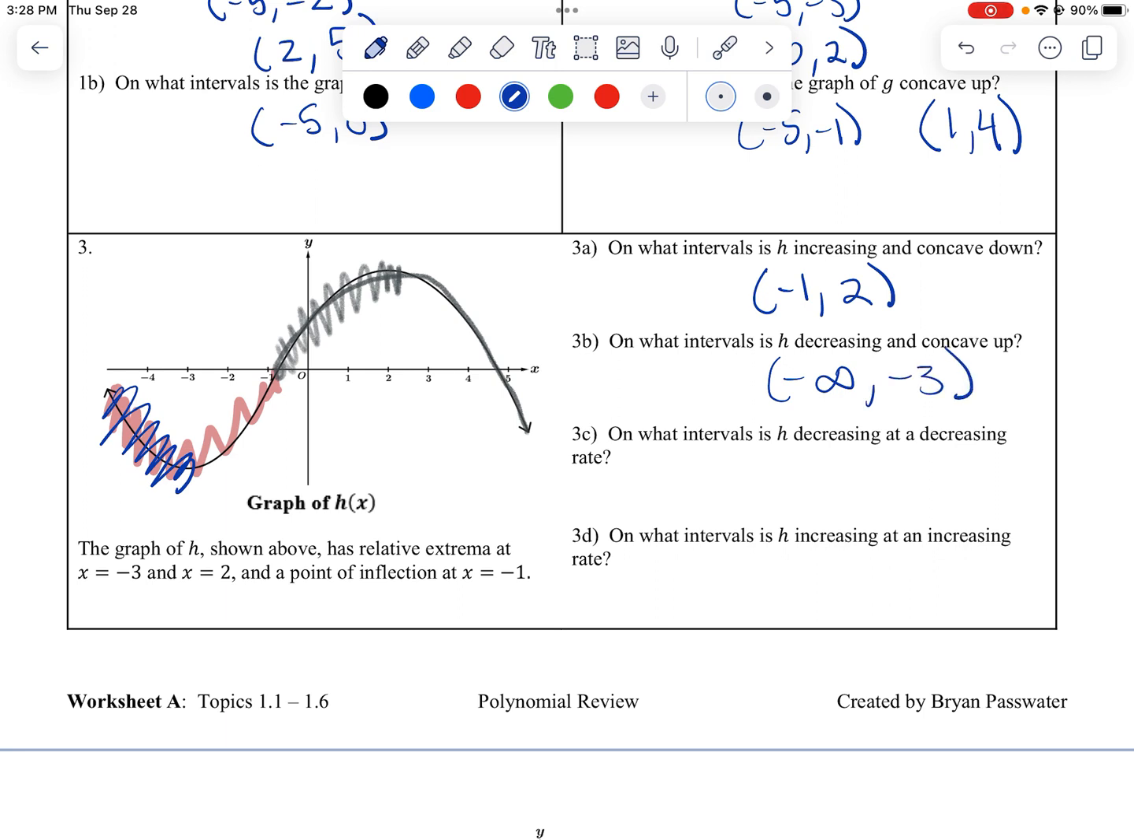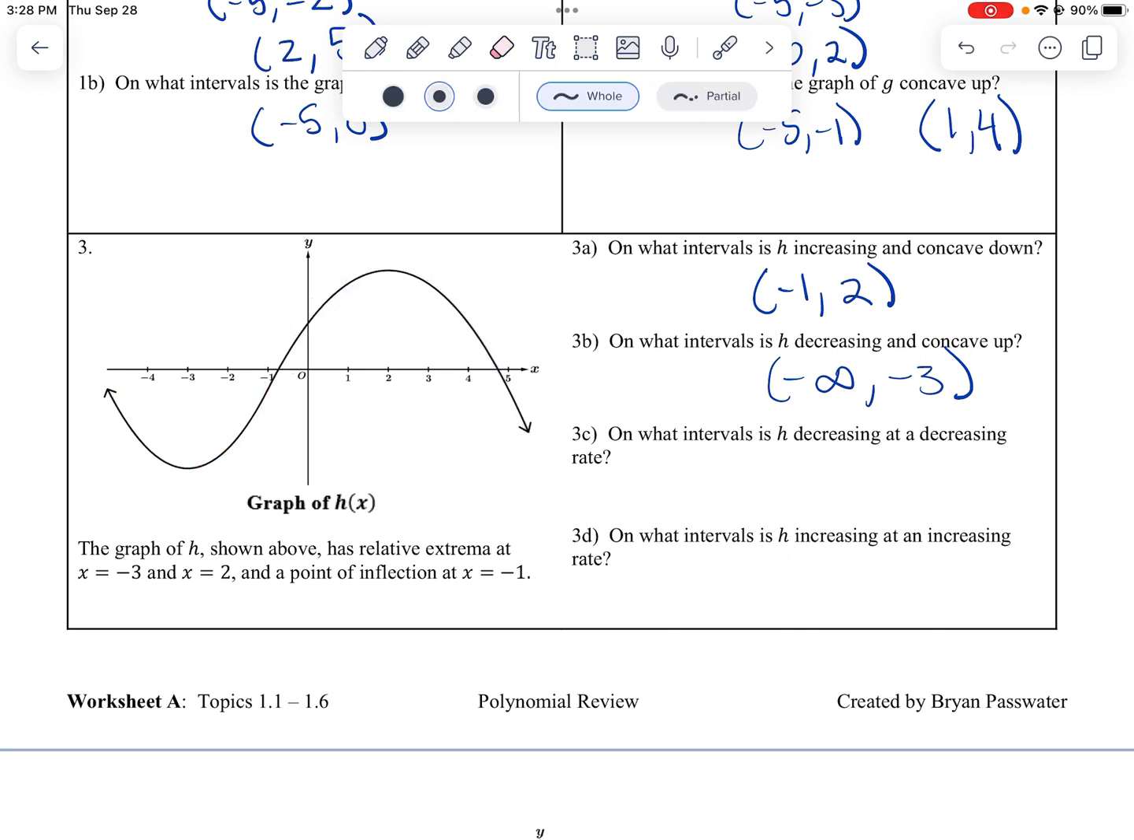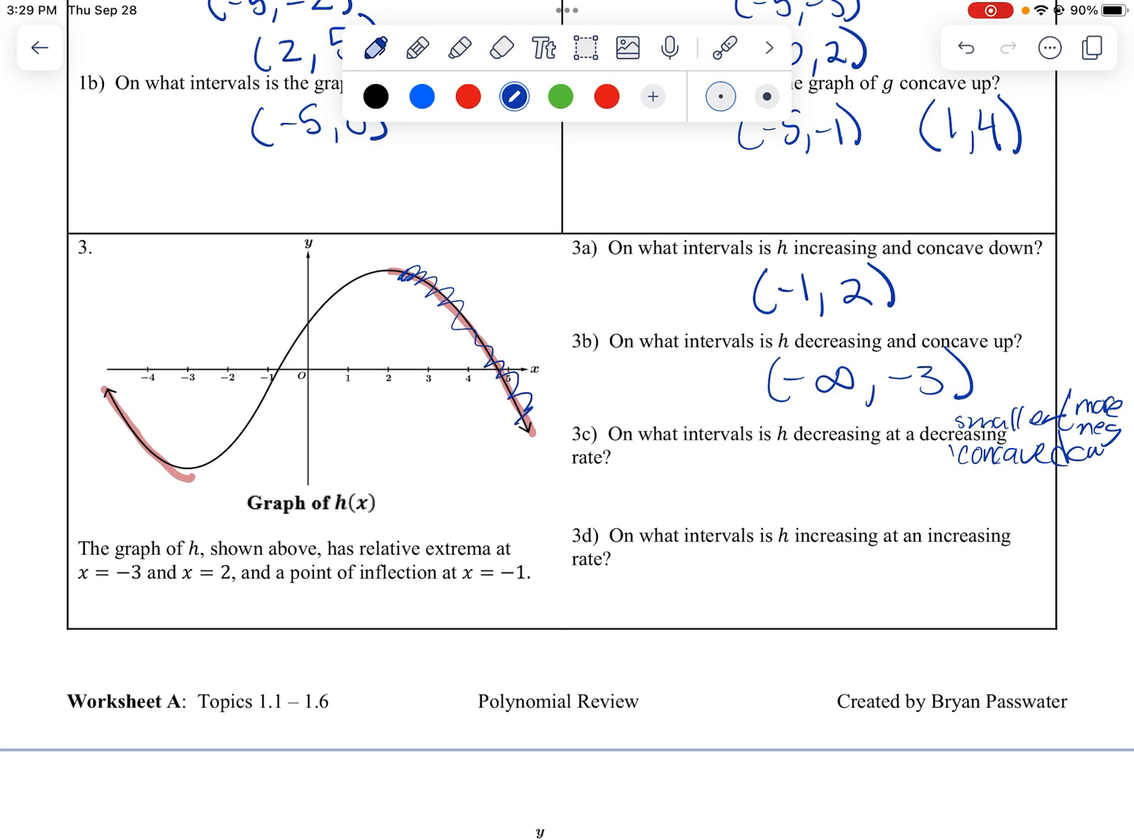On what intervals is it decreasing at a decreasing rate? So I'm going to erase this. So where is it decreasing? And I'm going to highlight here and here. So where is it decreasing at a decreasing rate? That's got to be concave down. So it's getting smaller, more negative. And that would be on this part because it's getting steeper and steeper. It's concave down. So we would say 2 to infinity.